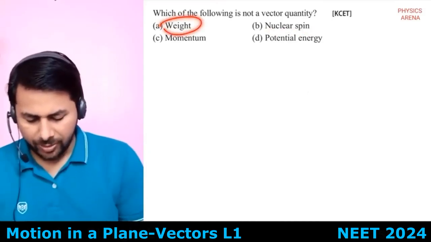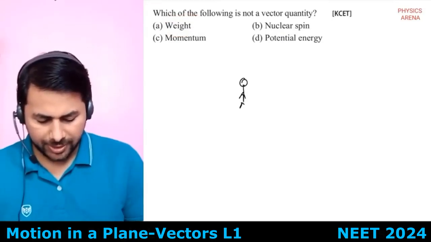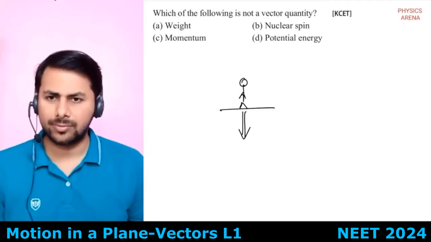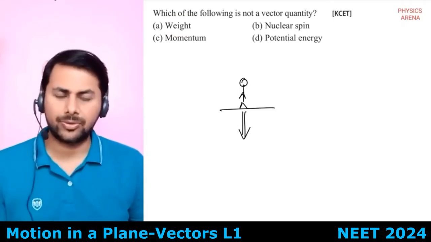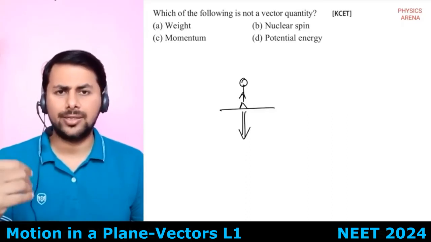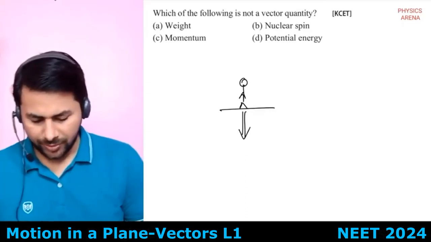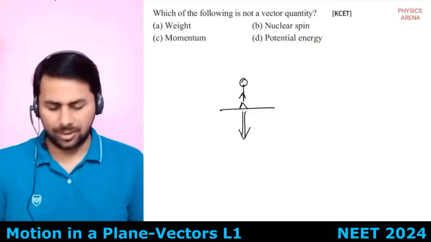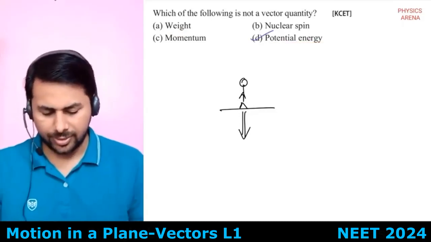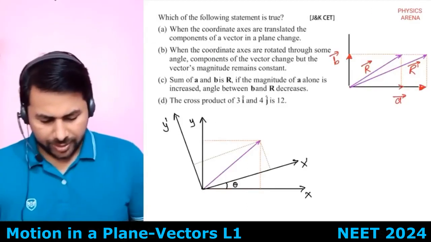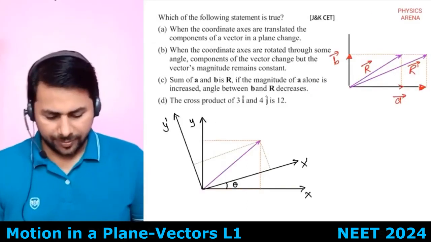Then what about weight? You have some person, what is the weight? It's the gravitational force, so it always acts downwards, or we can say towards the center of the earth. This is also a vector quantity. Momentum is a vector. So energy is a scalar quantity. So it's option D, right? So this question you have to understand.